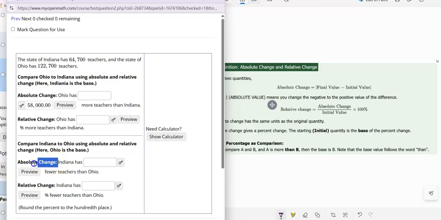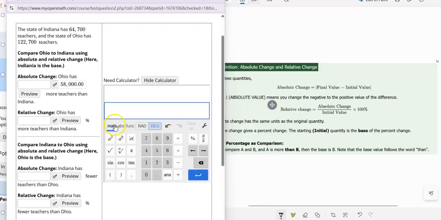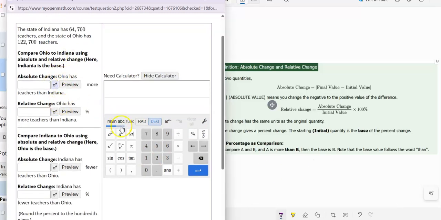Notice that absolute change is how much changes between these two numbers. Relative change is percentage change. For each question, the absolute change has to be the same. So let's find the absolute change. It is 122,700 minus 64,700, which is 58,000. So 58,000 is the absolute change.